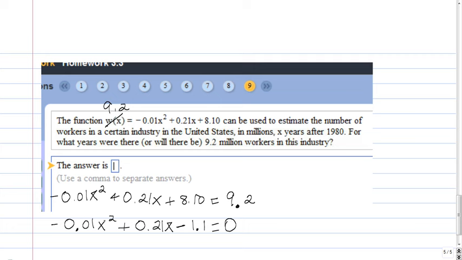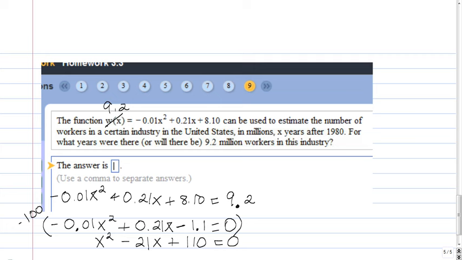Now if you don't like the decimals and you don't like the negative sign, we can go through and multiply everything through by negative 100. And in doing that, we would get just a 1x squared, then minus a 21x, and then plus, what would that be? 1.1 times 100 would be 110. And that's equal to 0.